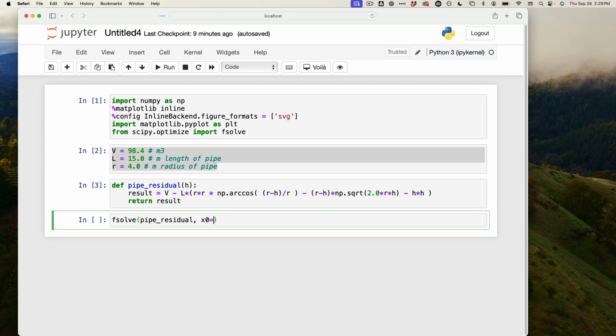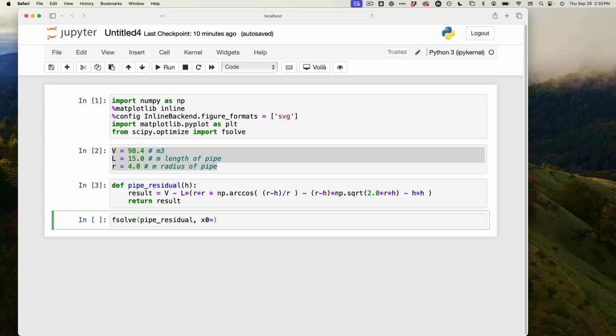But the second option would be, what if we try to visually spot where the root is? This is a one-dimensional problem. We have only one unknown here, which is h. So if we plot the residual function versus h, it should give us a good idea of where the root might be located. And then we can pick a guess. So visually, you could say, okay, it looks like it's around 4, let's say. We'll pick our initial guess there, and then pass that to fsolve, and fsolve is going to get you much better precision on that.